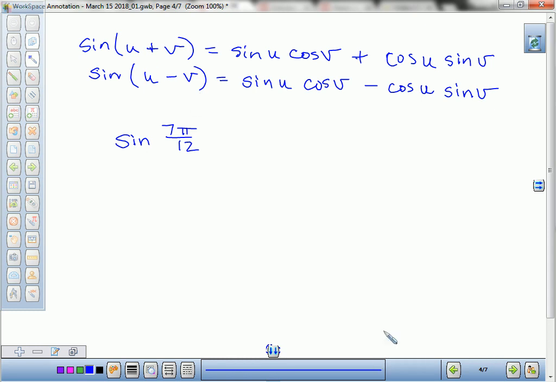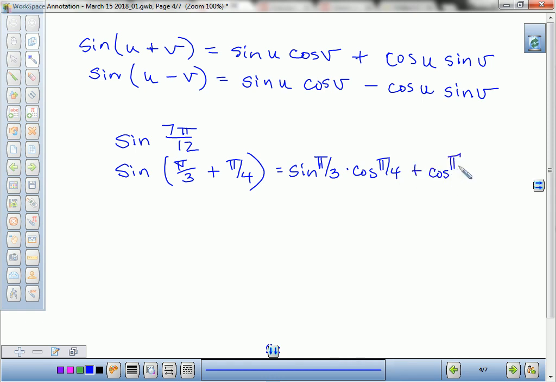Okay, so how can we break up 7 pi over 12? We already talked about this with cosine, so it shouldn't be that hard. We just did pi over 3 plus pi over 4. Okay, so now we're using a sum. So what we do is sine of the first times cosine of the second plus cosine of the first times sine of the second.